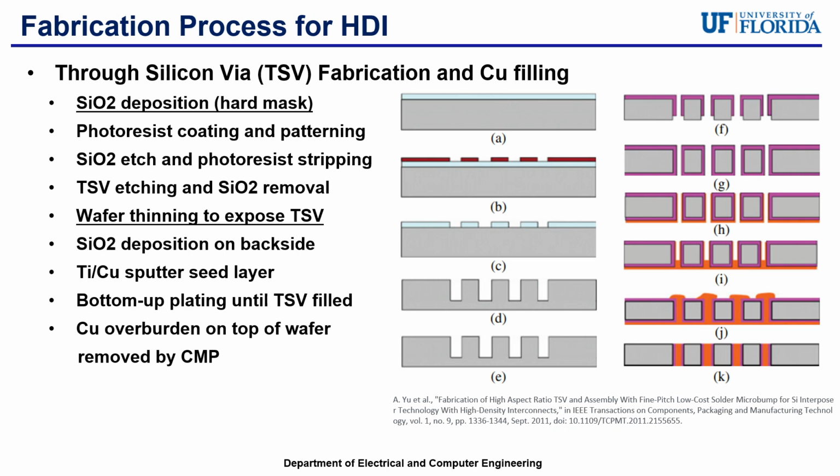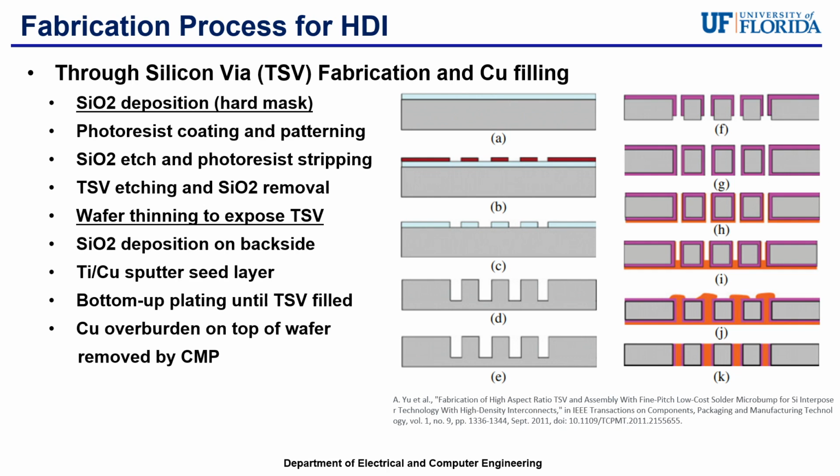As you can see on the left side of the figure, it starts off with silicon dioxide deposition, which creates a hard mask. And then after that is a photoresist coating and patterning. And then there's etching of the silicon dioxide and photoresist stripping. And then the left side of the figure ends with etching of the TSV and silicon dioxide removal.